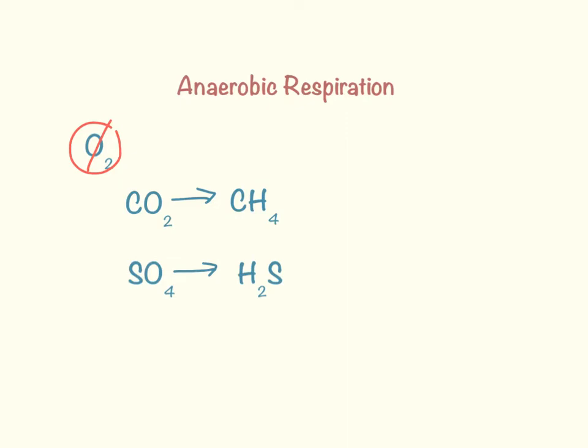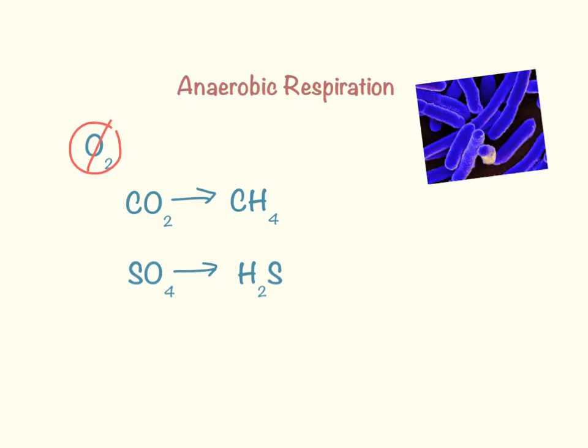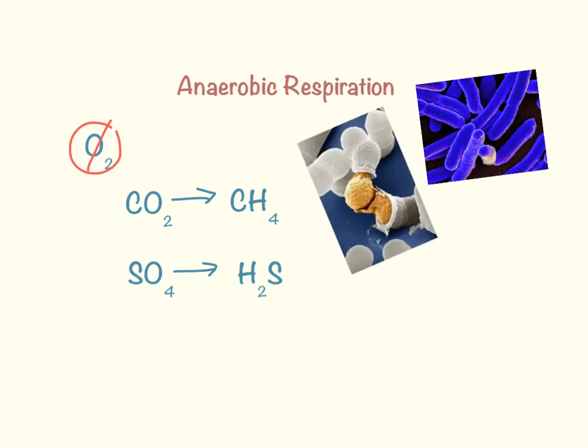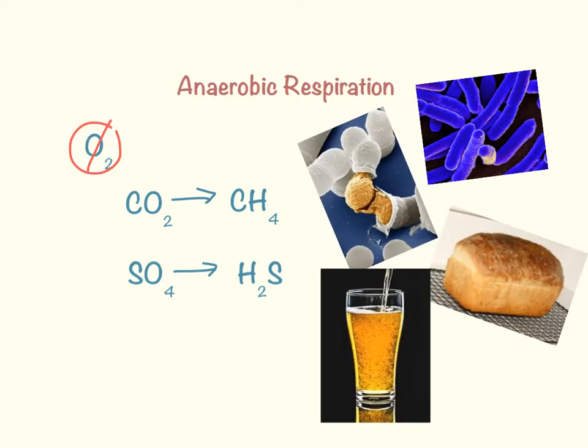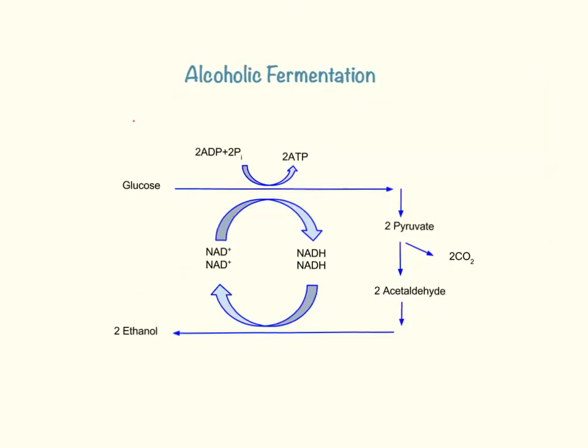Organic electron acceptors are used by bacteria and yeast, which is a fungus used to make bread, wine, and beer. Our muscles also use an organic electron acceptor when oxygen is depleted. Let's first look at alcoholic fermentation.